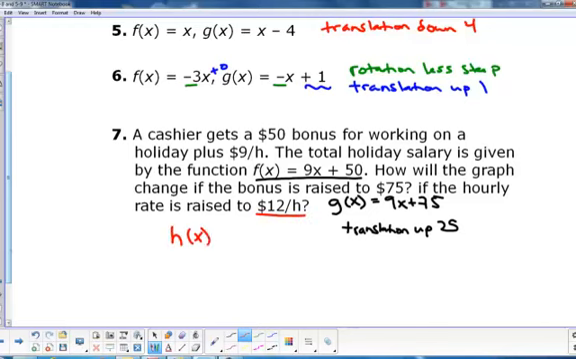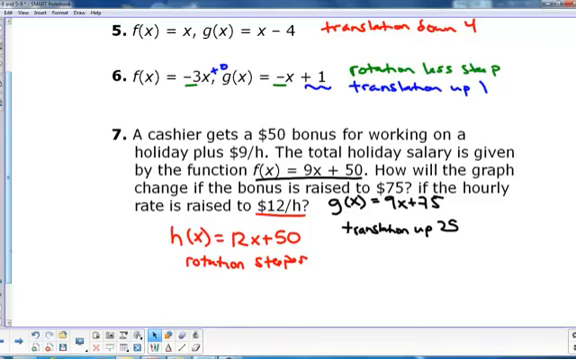And the next question says, how would it change if the hourly rate is raised to $12? So that would be like h of x equals 12x plus 50. And that would be a rotation that is steeper, because from 9 to 12 is an increase.